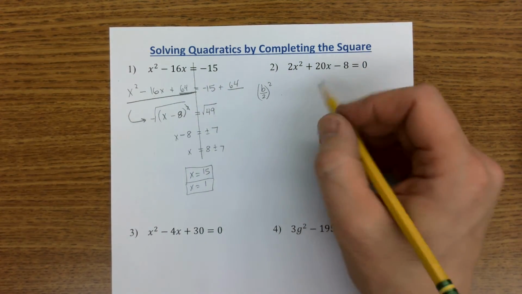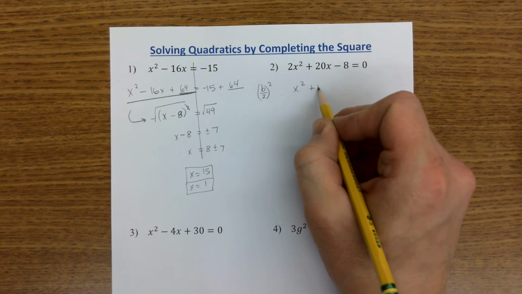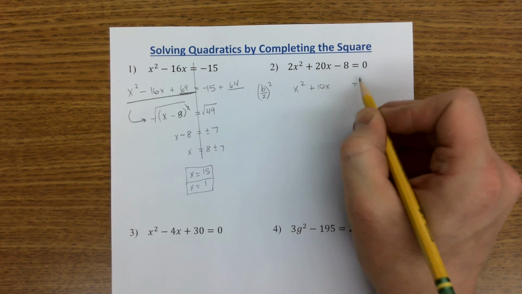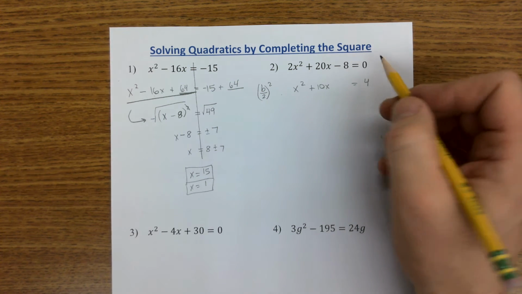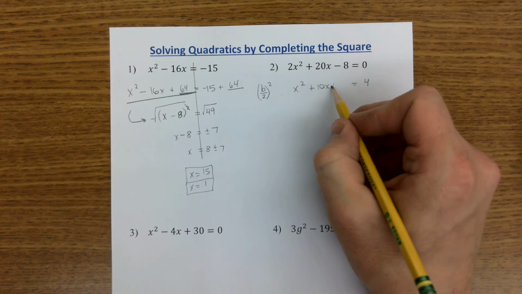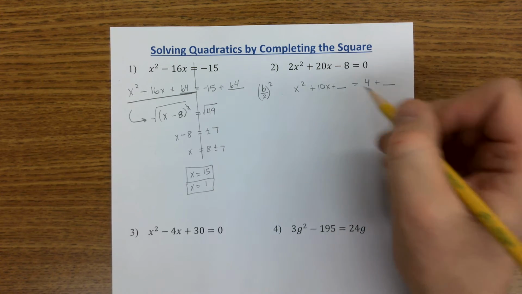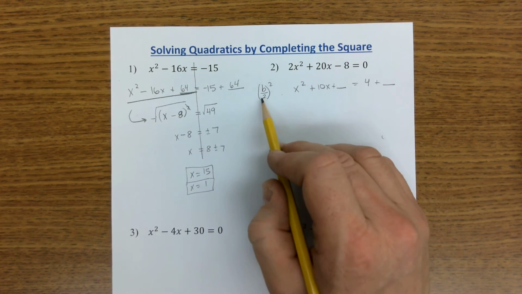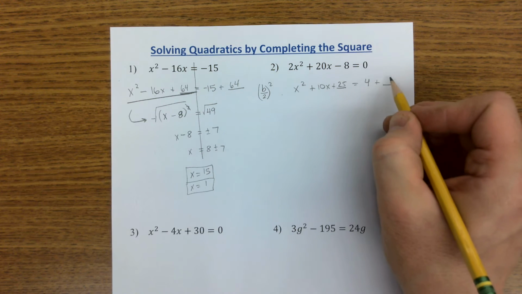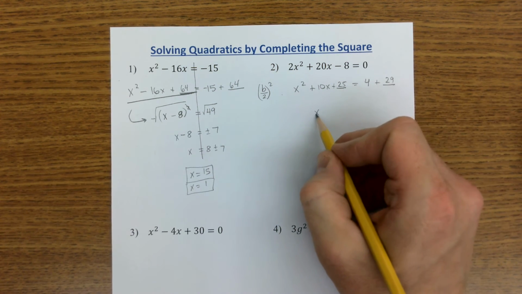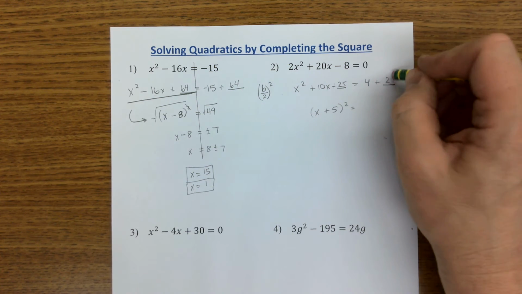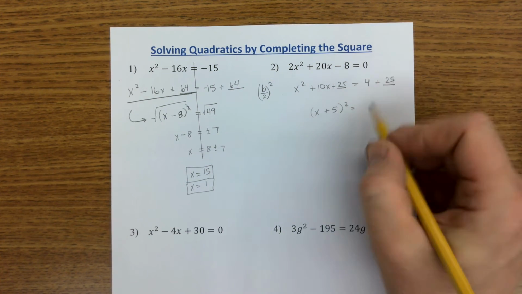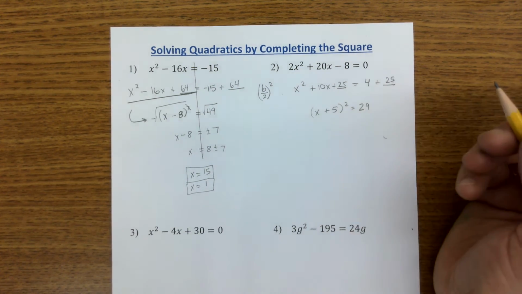All right, on the next one, let's see here. All of these can be divided by 2, so I'm going to divide them by 2. And I'm going to put this over here. When I divide that by 2, it's 4. So I'm going to add this here to be 4. And now I need to figure out what number goes here. 10 divided by 2 squared is 25. (x plus 5) squared is, whoops, that was a 25 there. Add those together, we have 29.